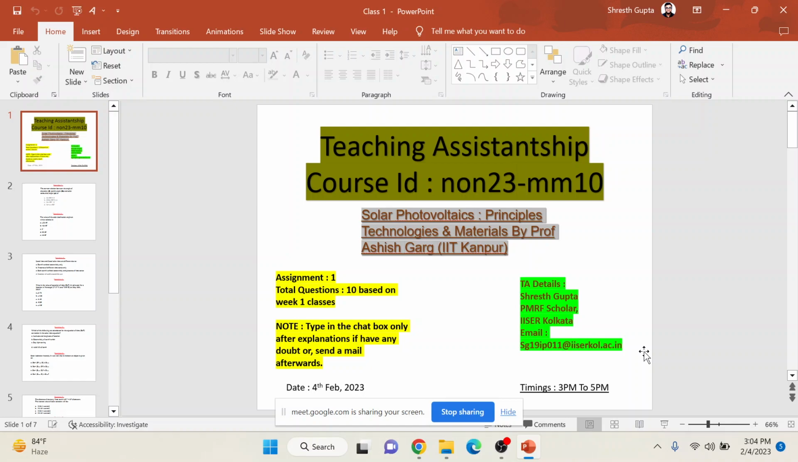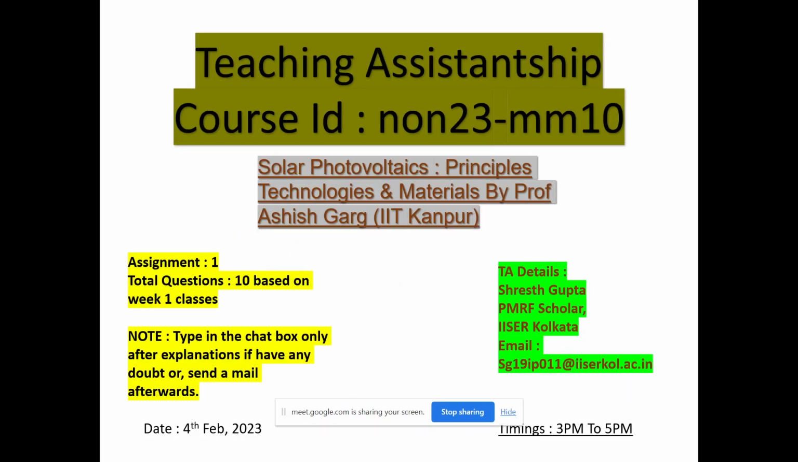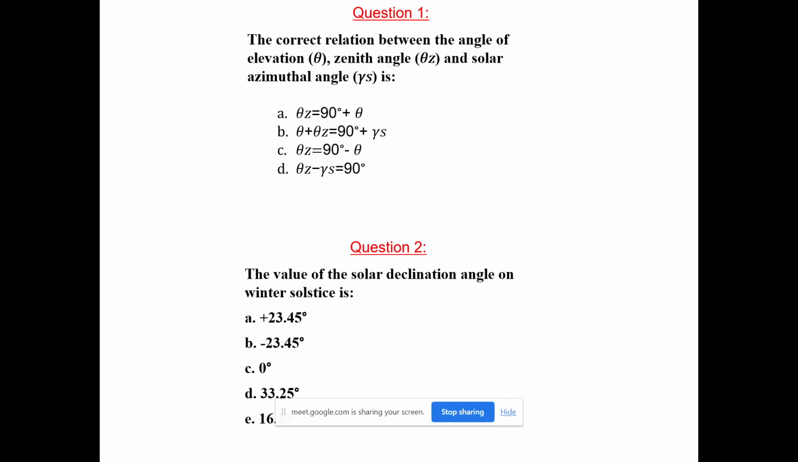So, this is a TAship class, and the main motto of the TAship is to clear out the doubt sessions and basically to help you out in order to solve your assignments. So, I have taken around 10 questions based on your week 1 classes, and I will be showing you the question and asking you if you can solve it, and if you cannot solve it, I'll show you the solution also, and I'll share you the PDF of the solution too. So these are my question slides. I have 10 questions around.